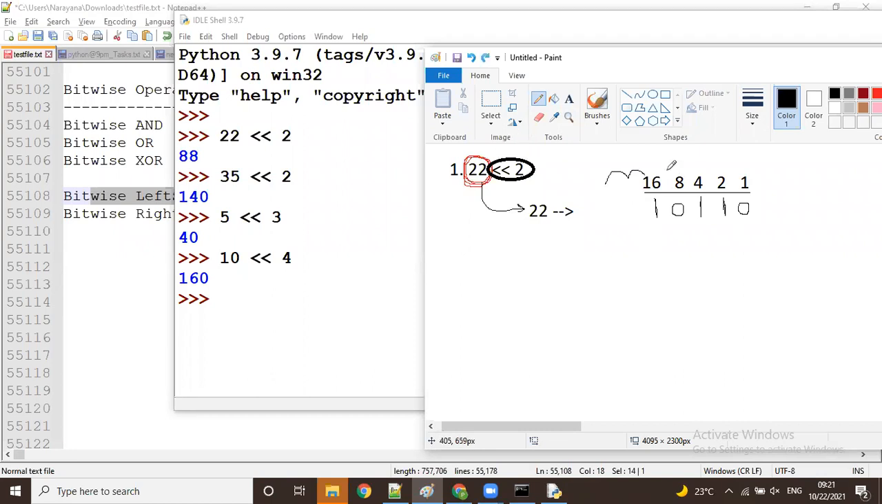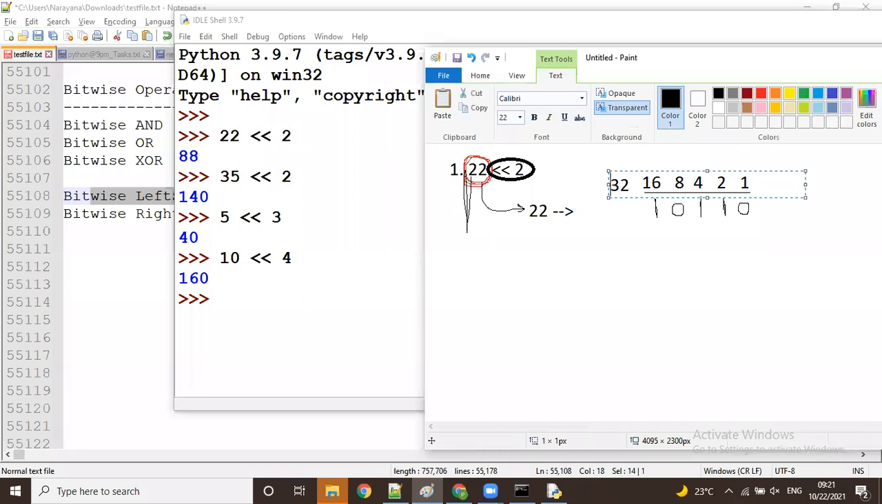Now the conversion is over, guys. For this number the conversion is over. Then we move two places to the left. So two places means what will come for 16? 32 will come, and 64 will come, right, guys? I am taking 32 and 64.